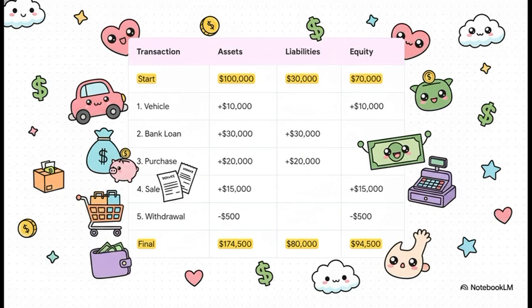Next, that bank loan. We get $30,000 in cash. That's an asset, so assets are up. But now we owe the bank, so our liabilities also go up by $30,000. Still balanced.